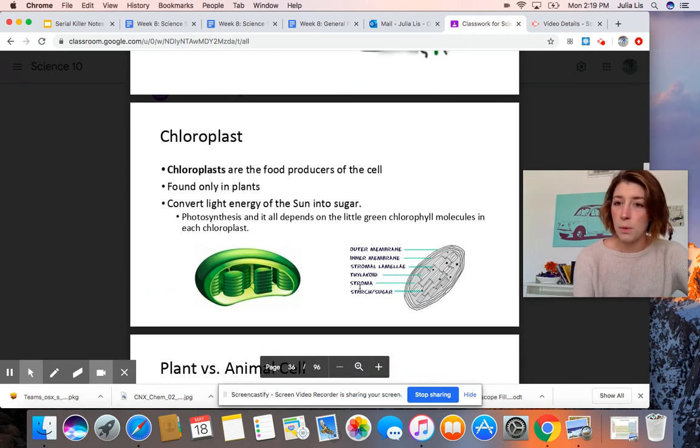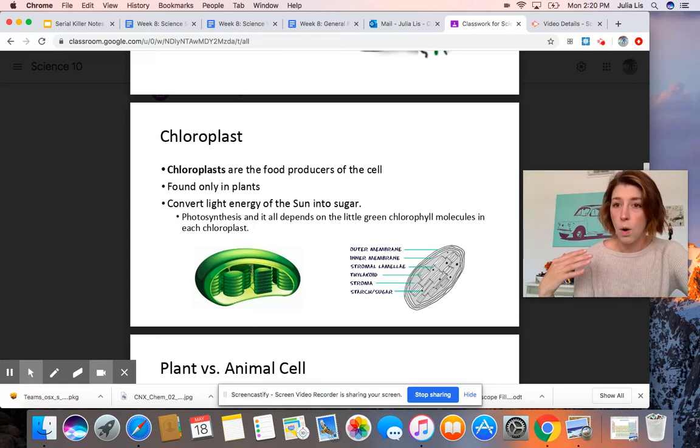Another organelle that only plants have: plants are the only ones to have a cell wall, and they're also the only ones to have chloroplasts. Chloroplasts are these green structures, and this is where photosynthesis takes place. This is where the plant produces its own sugars, its own food. Plants are what we call autotrophs, so they have to make their own food. They do that by taking solar energy, as well as water and carbon dioxide, and converting it into sugar.